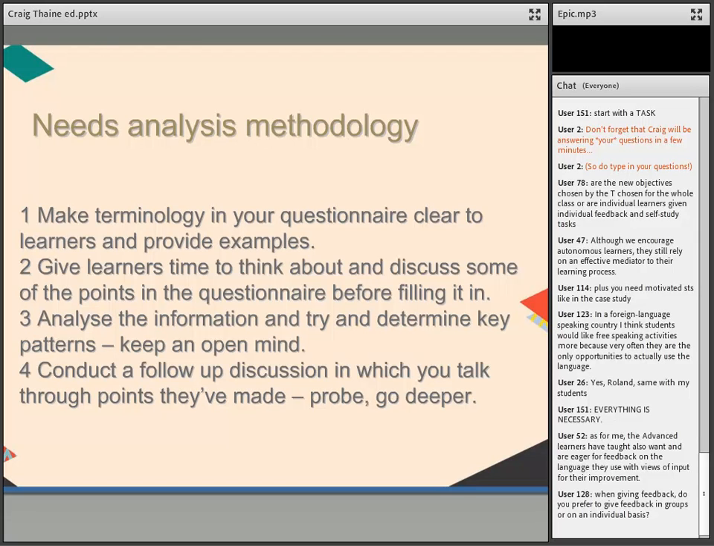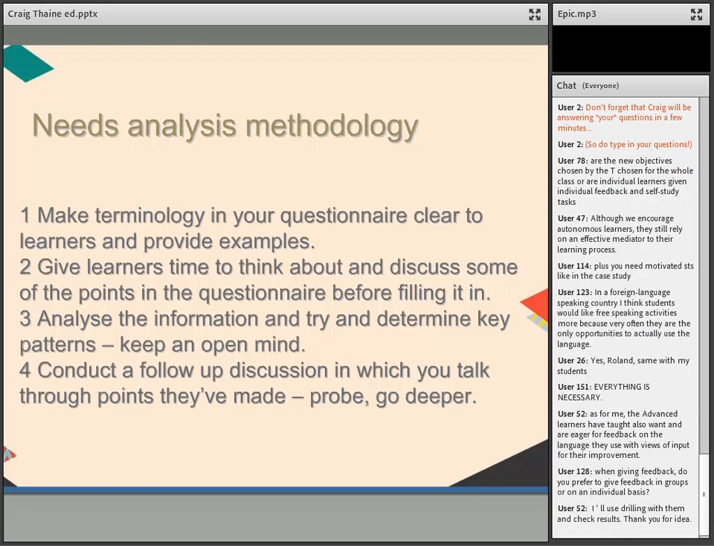And then, if possible, try to do a follow-up discussion, ask more questions, probe, go a little bit more deeply into some of the issues that they bring up in the questionnaire. And I think that you will be surprised. One of the things that surprised me in a very, very positive way was the incredible awareness these learners had of methodology and what we teachers do in the classroom.